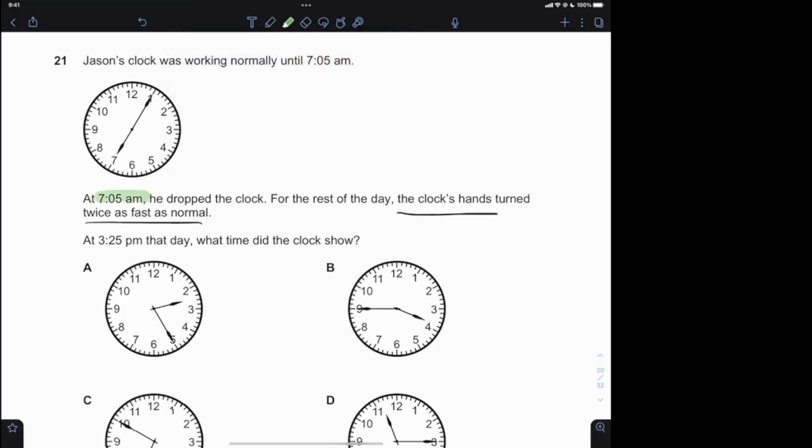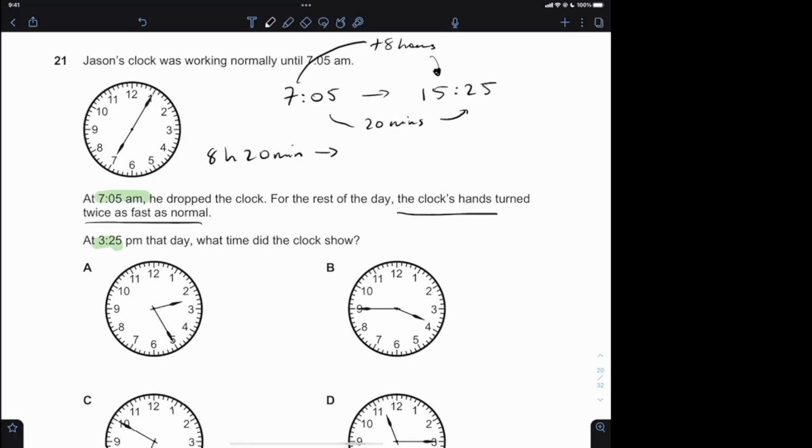So from 7:05 to 3:25, let's work out the number of hours. Using 24-hour time is always a nice, easy way to do this. 3:25 is 15:25 in 24-hour time. You can see this is plus 8 hours to get from 7 to 15, and plus 20 minutes to get from 5 to 25. So 8 hours, 20 minutes is the amount of time that's actually passed. We need to find the amount of time that's passed on the clock. The clock is moving twice as fast as normal, so this would be double: 16 hours and 40 minutes.